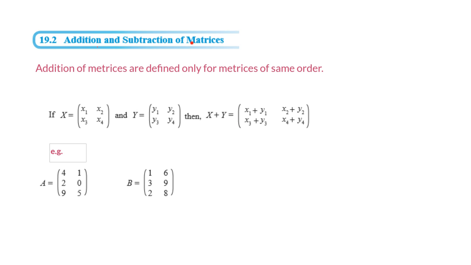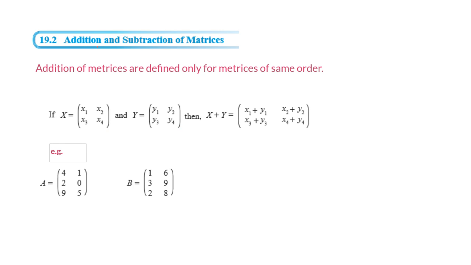19.2 Addition and subtraction of matrices. Addition of matrices is defined only for matrices of the same order. If X equals x1, x2, x3, x4 and Y equals y1, y2, y3, y4, then X plus Y equals x1 plus y1, x2 plus y2, x3 plus y3, x4 plus y4. You add corresponding terms. Here the orders are the same. This is also 2 by 2 and 2 by 2.